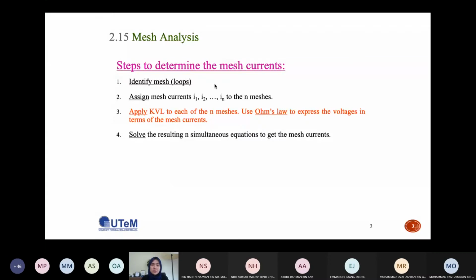The third step is to apply Kirchhoff voltage law to each of the meshes and use Ohm's law to express the voltages in terms of the mesh currents, and lastly solve the resulting simultaneous equations. Like I explained to you last week, for simultaneous equations, you can directly use your calculator to calculate the currents. So now let's look directly at the example.